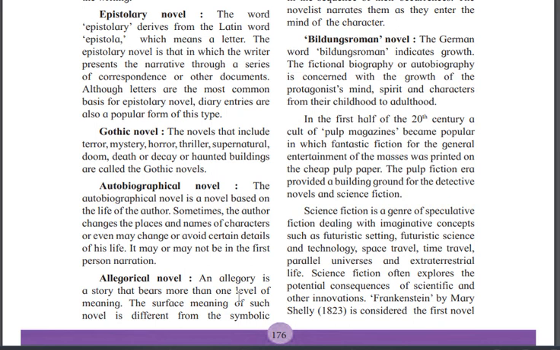Autobiographical novel. Autobiography means I am writing about my own story. It may or may not be in first person narration. The autobiographical novel is a novel based on the life of an author. Sometimes the author changes things. Basically, it is a novel based on the author's life, but the names, characters and places are changed, though the story is the same.